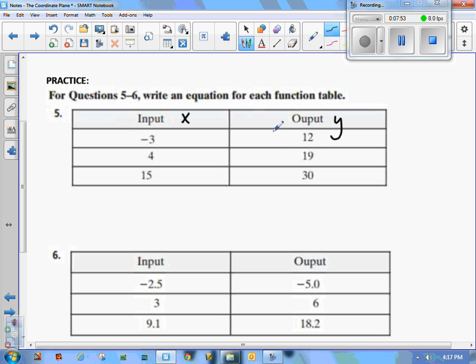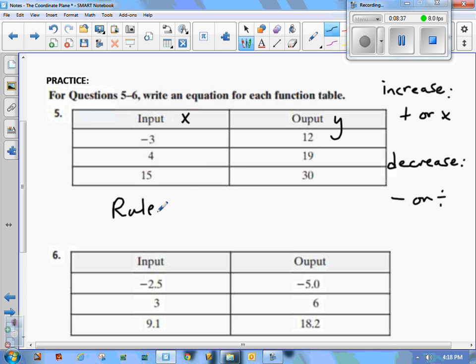What happens? When you increase in value, remember, an increase in value means we either added or we multiplied. And if you decrease in value, that means you had to have subtracted or divided. So I go from a negative to a positive. That's an increase. I go from +4 to +19. That's an increase. I go from +15 to +30. That's an increase. Now, when we look at our pattern, the rule has to work for all 3.